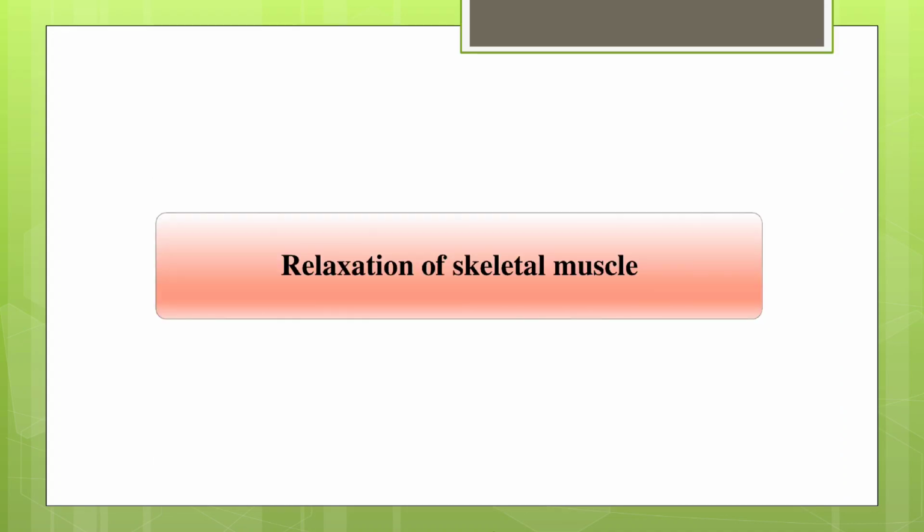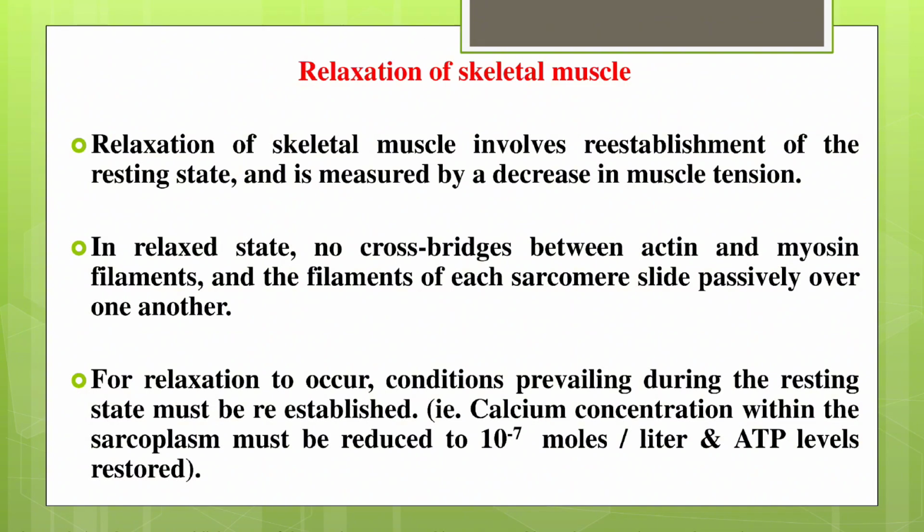Relaxation of skeletal muscle. Relaxation of skeletal muscle involves re-establishment of the resting state and is measured by a decrease in muscle tension. In the relaxed state, there are no cross bridges between actin and myosin filaments, and the filaments of each sarcomere slide passively over one another. For relaxation to occur, conditions prevailing during the resting state must be re-established. That is, calcium concentration within the sarcoplasm must be reduced to 10⁻⁷ moles per liter and ATP levels restored.